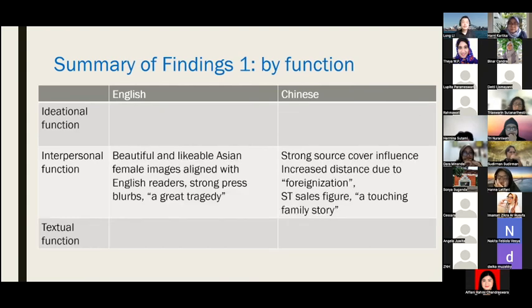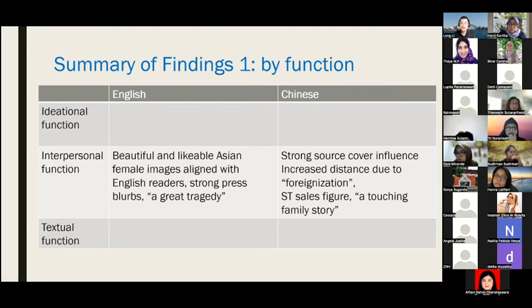Within the interpersonal function, we see that the English covers position these beautiful and likable Asian females to align them with Western readers. And elsewhere, I have also identified strong press blurbs praising the extraordinary quality of the book in English, and also promote the book as a great tragedy. And on the Chinese translation covers, there is, again, strong source cover influence. But we find increased distance due to strategies of foreignization.